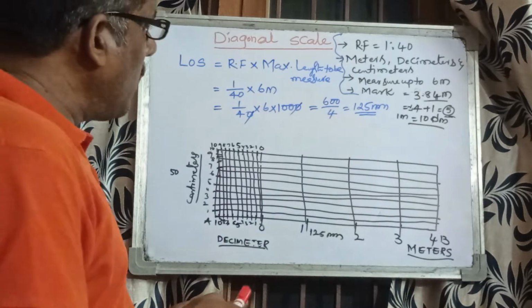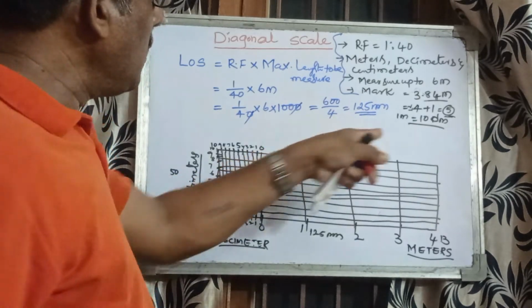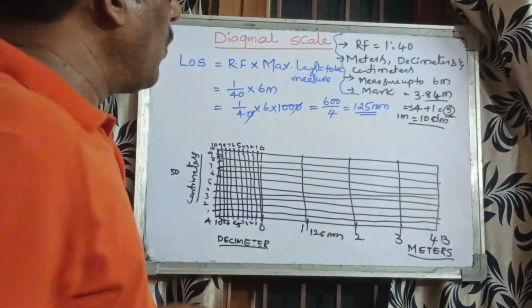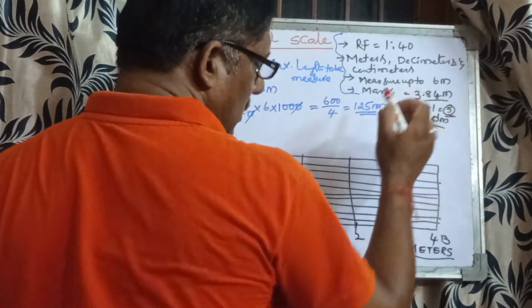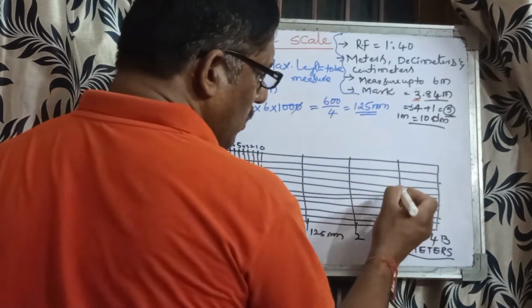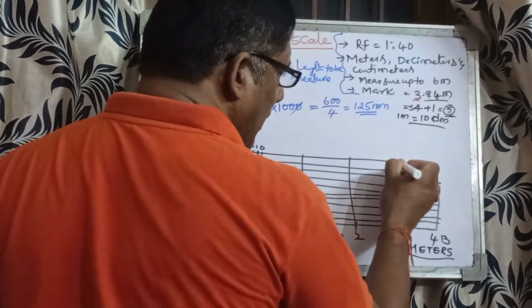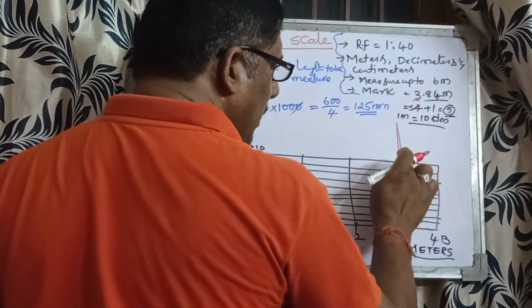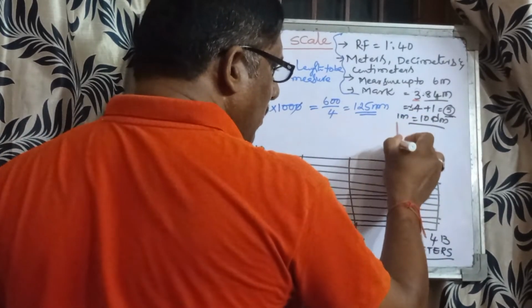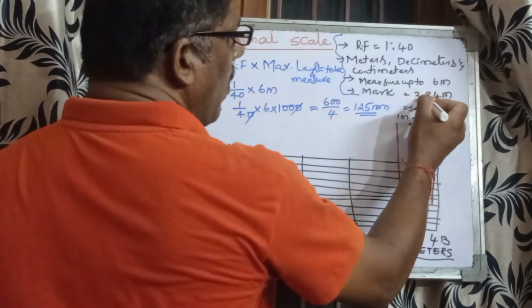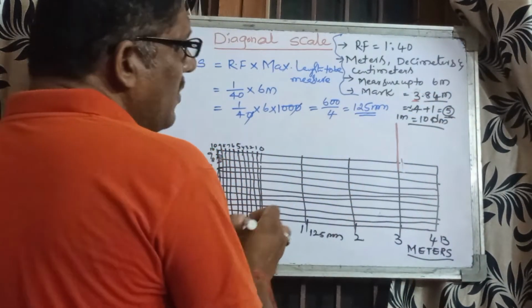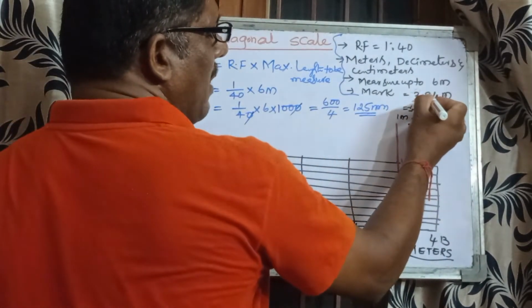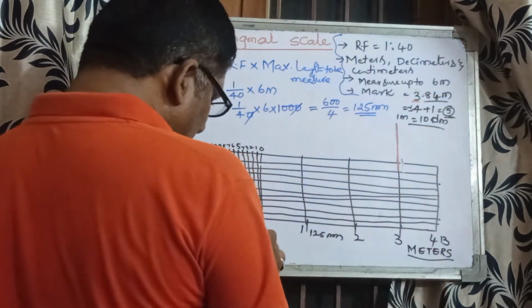What he is asking actually? Tell me. So he is asking to mark 3.84. 3 is the meters. So 1, 2, 3. So 3 meters. This is directly you can take 3 meters. Now 0.8. So the 10th part of this. Why? Because fraction after fraction means 10th part. Meters, it is decimeters.